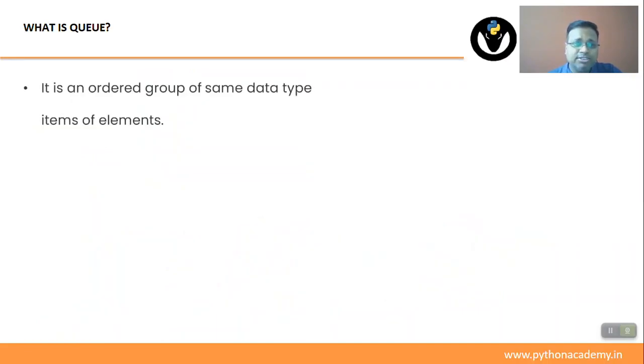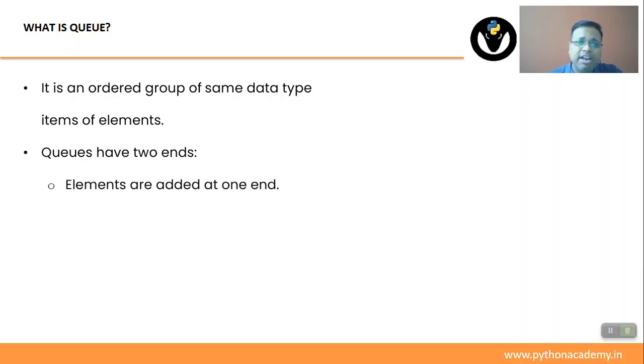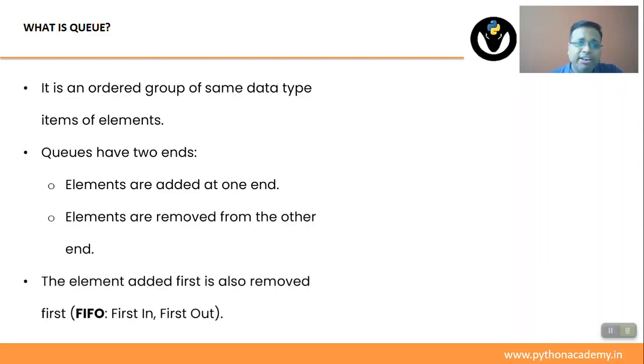So queue is an ordered group of some data type items or elements. A queue has two ends, I am explaining here structure wise. The elements are added at one end, and the elements are removed from another end. The element added first is also removed first, that is, it is a first in first out type data structure.